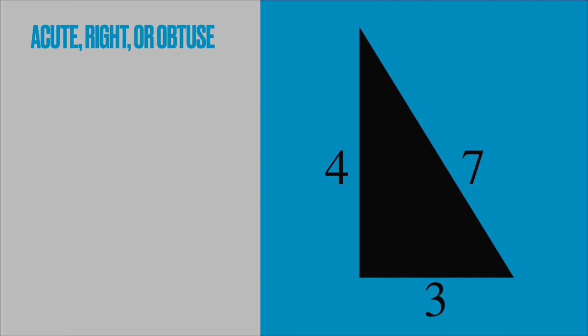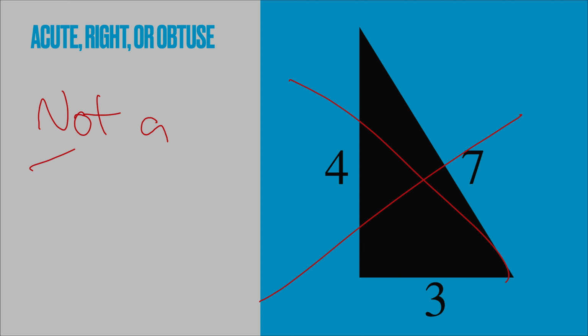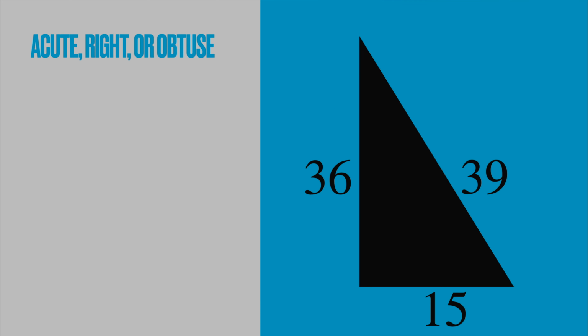So, here's our simple rule. For it to be a triangle, no two sides can be equal to or less than the third side. And wait a second, 3 plus 4 is equal to 7. So the answer is not a triangle.